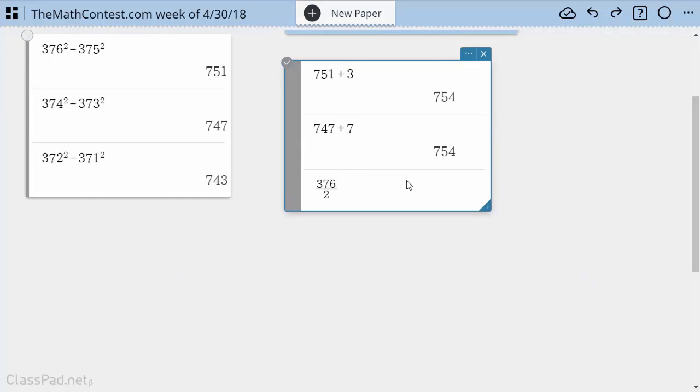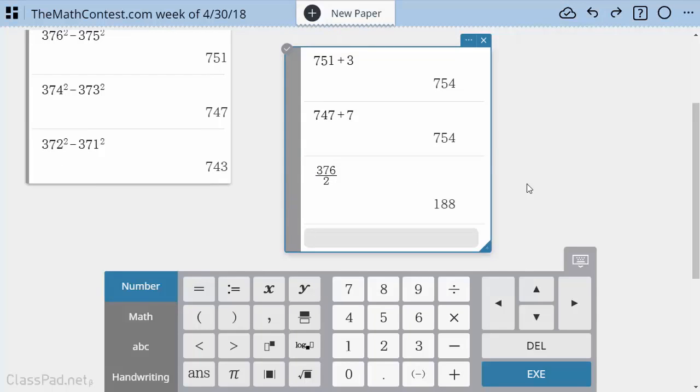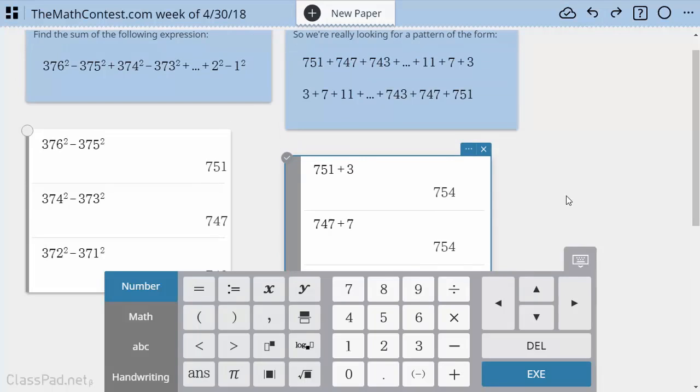Some of you might want to do that in your head, but we have a calculator here. We have 188 of these pairs. So if I take 188 of these times 754, I get the complete total. And there's just one catch. I have these numbers listed twice, right? So to fix that, after we get the complete total, we're going to cut it back in half.